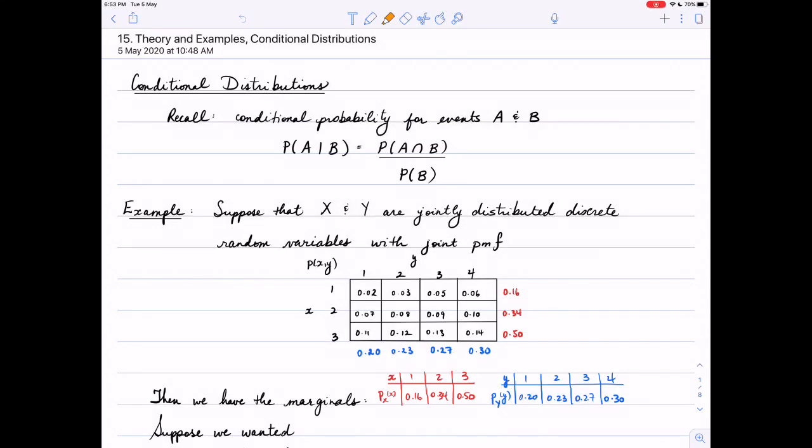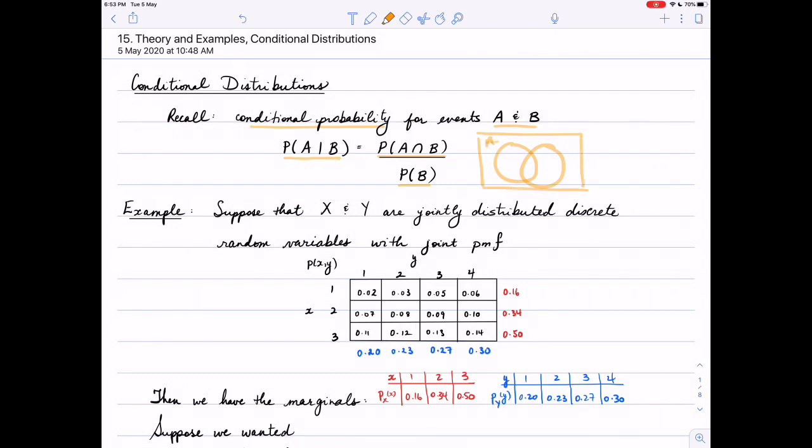This lesson is about conditional distributions of jointly distributed random variables. So the first thing that we should do is remember the conditional probability for events A and B, and that was defined like this. The probability of A given B is the probability of A and B divided by the probability of B.